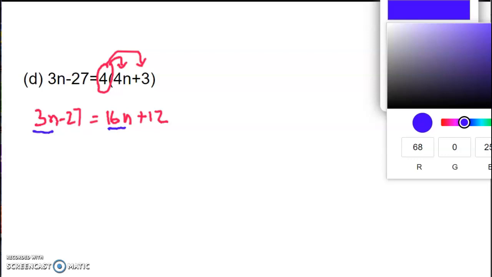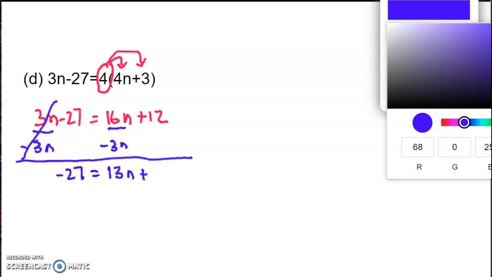Okay, so we have 3n here and 16n here. We need to get rid of one. 3n is being added to this side and 16n is added to this side. So I can just subtract one of them. I could just subtract 3n. I could have subtracted 16n from both sides. That would have worked out fine too. So 3n minus 3n, that goes away to 0, and you're just left with negative 27 is equal to 16n take away 3n. 16 minus 3 is 13n plus 12.